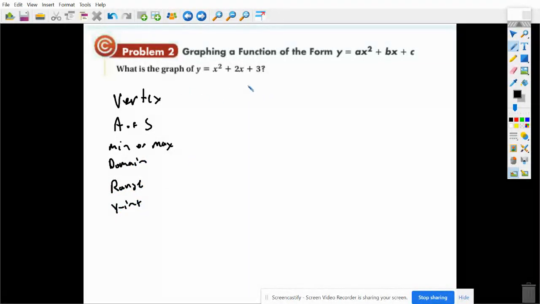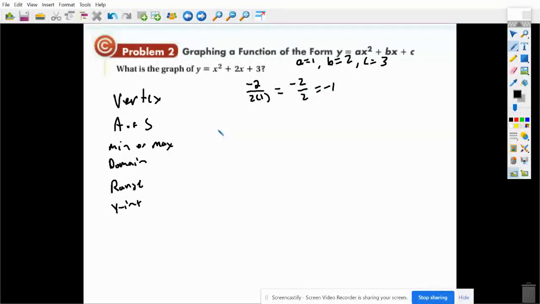So vertex, how do I find it? It's the opposite of b over 2 times a. And if you need to write this out, do that. a equals 1, b equals 2, and c equals 3. So this would be negative 2 over 2, which is negative 1. So the vertex is the ordered pair with x equal to negative 1.